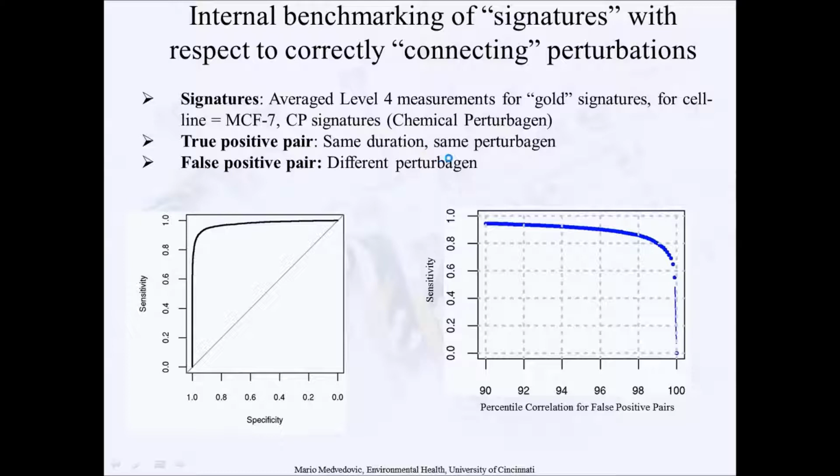So I guess that's what we did, as a test case, or basically how we can use these replicated signatures for benchmarking. And we benchmarked the very simplest way of constructing signatures. We looked at just the MCF7 cell lines.